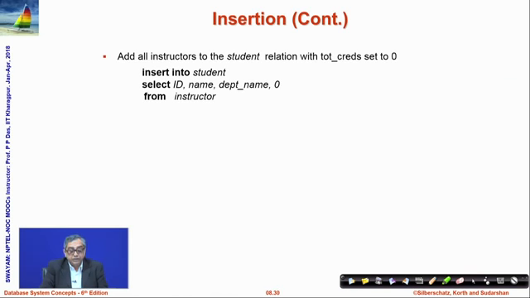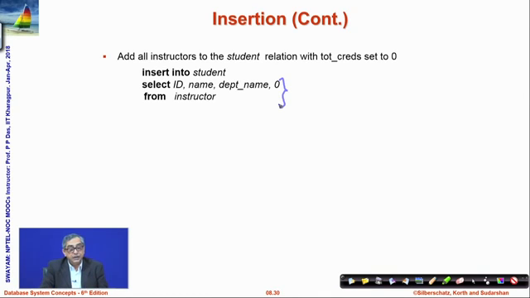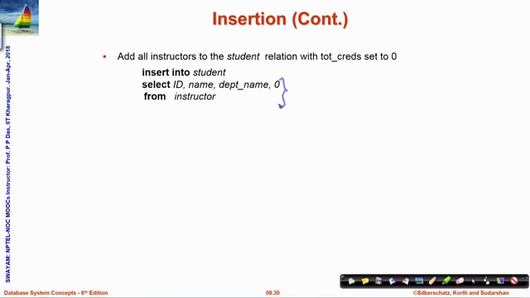Add all instructors to the student relation with total credit set to 0. So, I can also combine insert with select. The first part, this part is selection, which generates a whole lot of records having ID, name, department name and the total credit set to 0 from the instructor, and inserts them into the students.